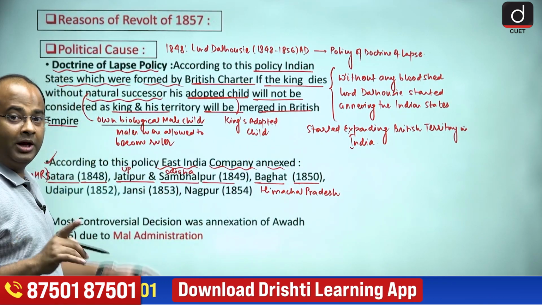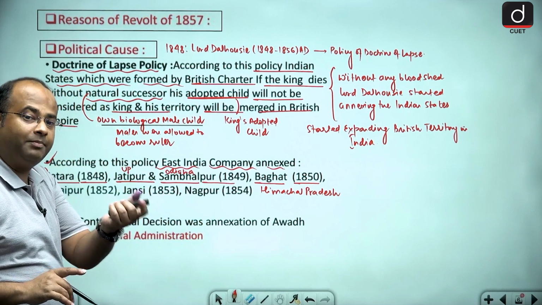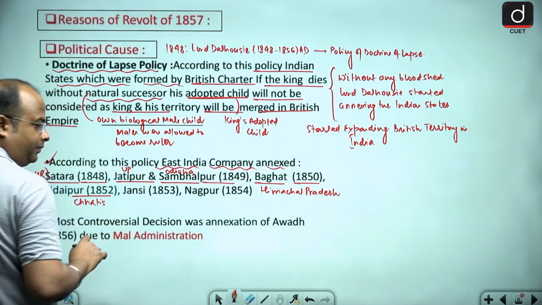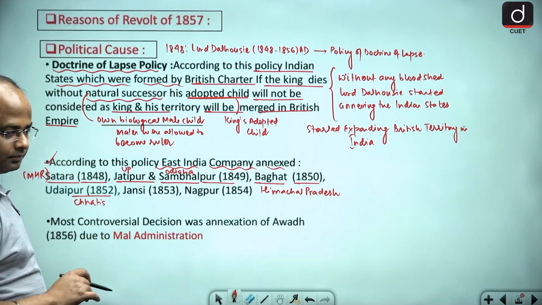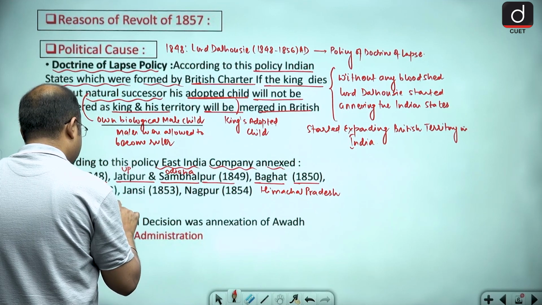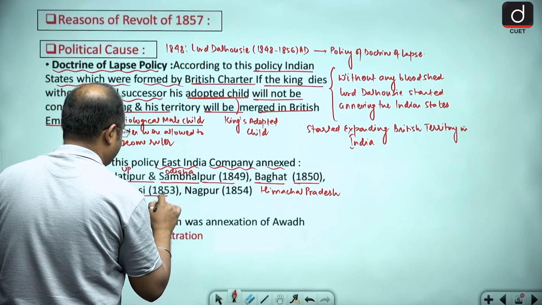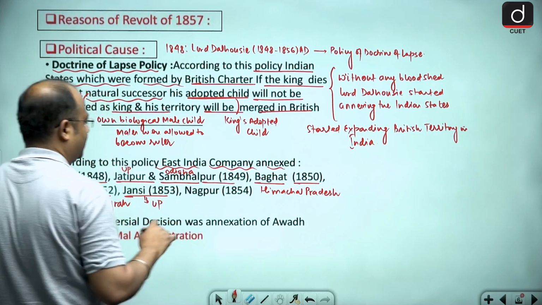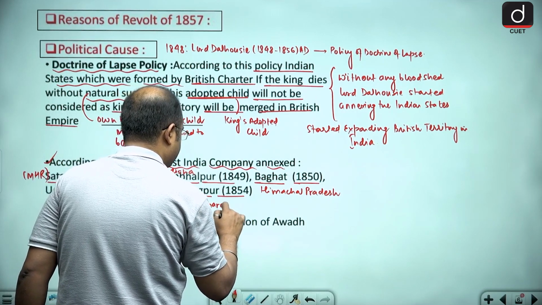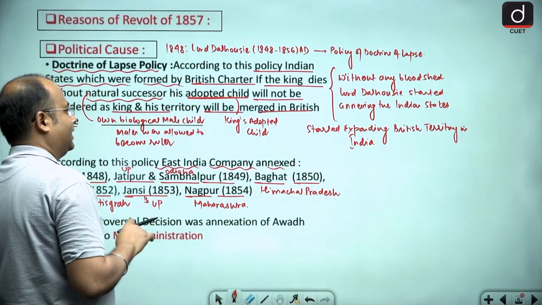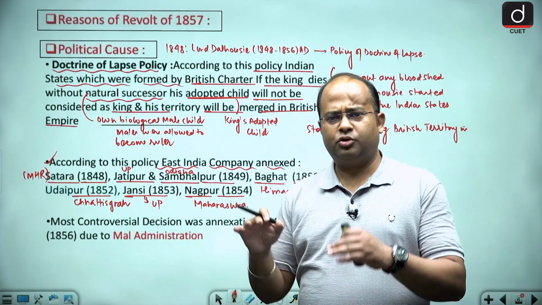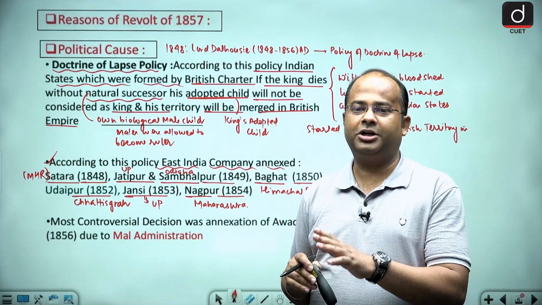Then we have Udaipur in 1852. It is not the Udaipur of Rajasthan; it is in Chhattisgarh. Then Jhansi in 1853, Jhansi is in UP, and Nagpur in 1854, which is again in Maharashtra. So these were the areas which were annexed by Lord Dalhousie through the policy of doctrine of lapse, by the British East India Company.